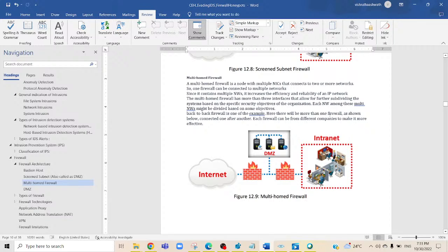Here there will be more than one firewall as shown below, connected one after another. Each firewall can be from a different company to make it more effective. As you can see in the diagram, we have two firewalls.